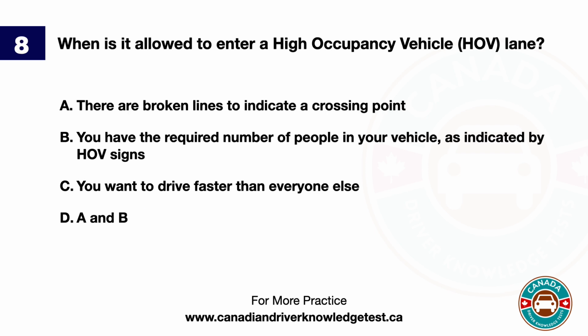Question 8. When is it allowed to enter a high-occupancy vehicle lane? A. There are broken lines to indicate a crossing point. B. You have the required number of people in your vehicle as indicated by HOV signs. C. You want to drive faster than everyone else. D. A and B. The answer is D, A and B.